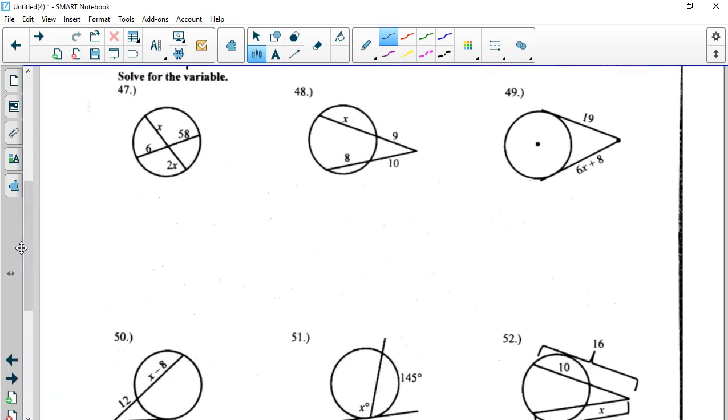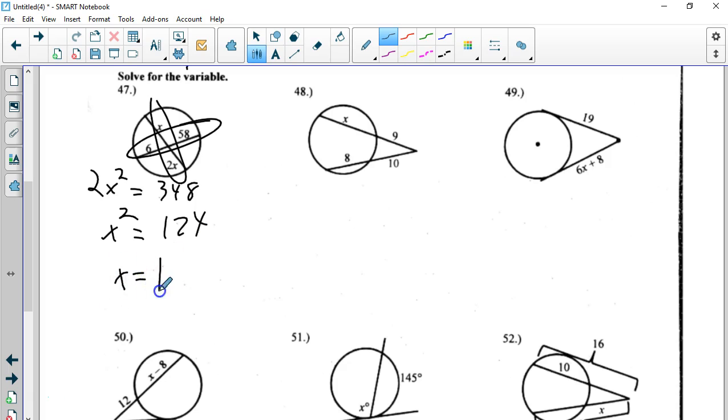All right. All we're doing, remember here, is those two multiplied equal those two multiplied. So 2x times x is 2x squared equals 6 times 58, which is 348. Divide by 2, and you get 174. Take the square root of both sides, and x is equal to approximately 13.2.